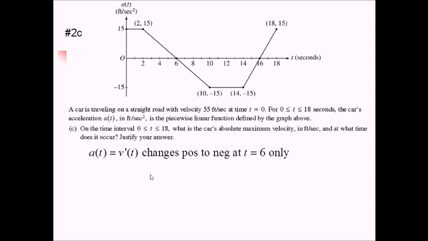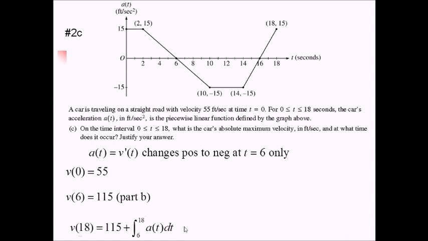Okay, so we've got our first endpoint, 0. We already know that gives us 55 for the velocity. We actually also know what happens at this critical value. We found in part B, and we wrote down that velocity at time 6 was really just 55 plus the 60 area here, so 115. So we just need to find the other endpoint at time 18. That's going to be the velocity at time 6, or 115, plus the integral of acceleration from 6 to 18.